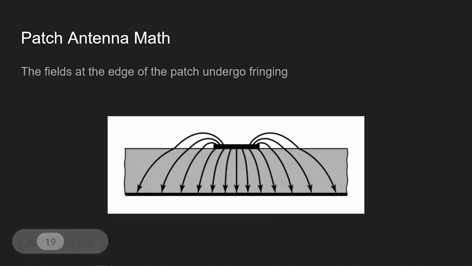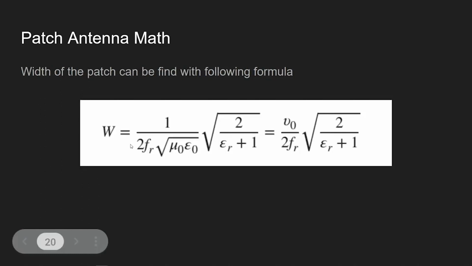An important thing to mention is that the fields at the edge of the patch undergo fringing. While the effects are limited, this needs to be accounted for in the calculations. Next, we can calculate the width of the patch with the following formula. V0 in most cases will be the speed of light, εr is the dielectric constant, and fr is the frequency.